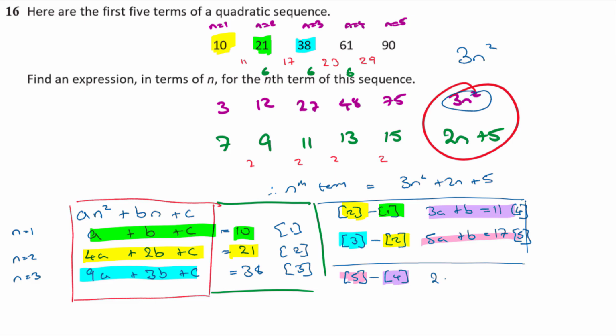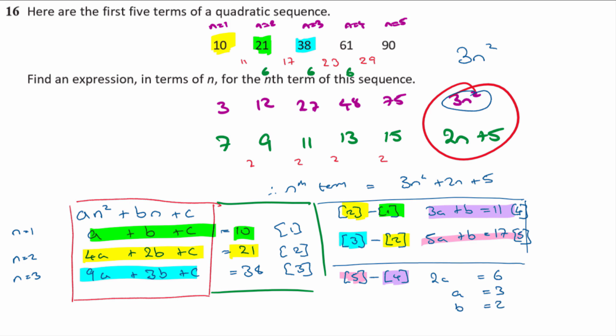That's going to give me 2a is equal to 6. So a is 3. Once I know a, I can then sub it back into one of either 4 or 5 here. So 3a plus b is equal to 11. So 3 lots of 3 is 9. 9 plus what is 11? That tells me b is 2.